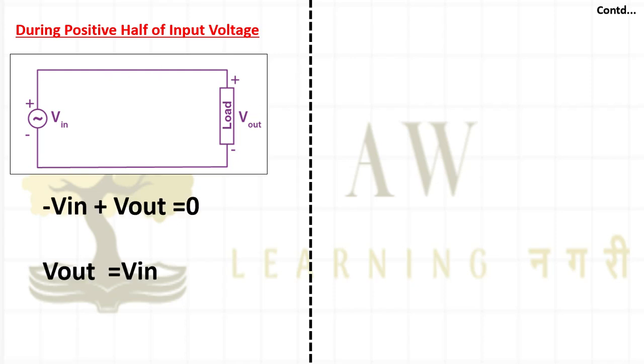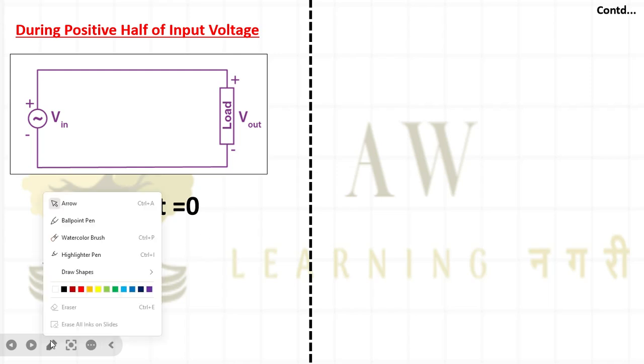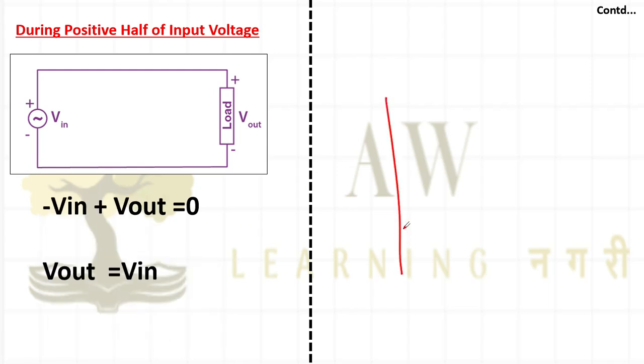So if I simply apply KVL, what am I going to get? V out is equal to V in. Now many people get confused here. V out equals V in. You see V in is positive, so you may think that this is the positive half cycle. But sometimes in the negative half cycle also we will get V out equal to V in. At that time you should understand one thing: V out equal to V in is not necessarily positive. It depends upon which input cycle I have. I will just show you, this is my input cycle.